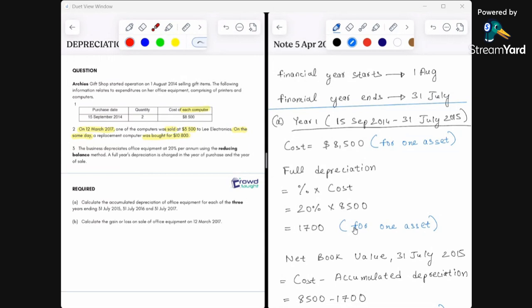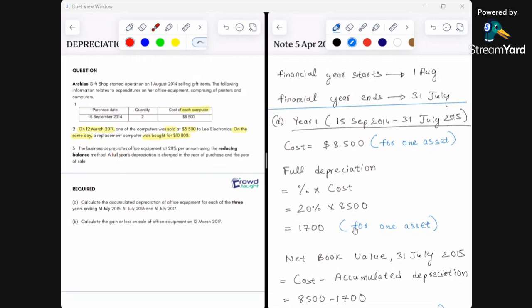The third line of information says the business depreciates office equipment, which are basically your computers and printers, at 20% per annum using the reducing balance method. A full year's depreciation is charged in the year of purchase and also the year of sale.